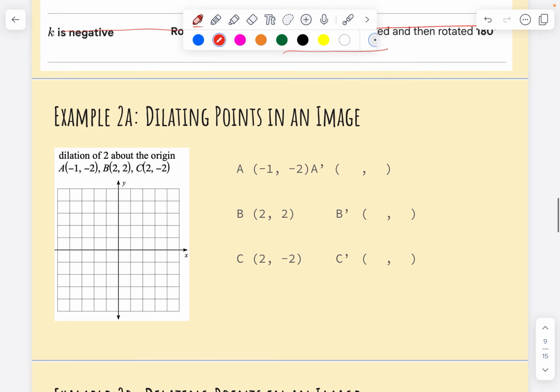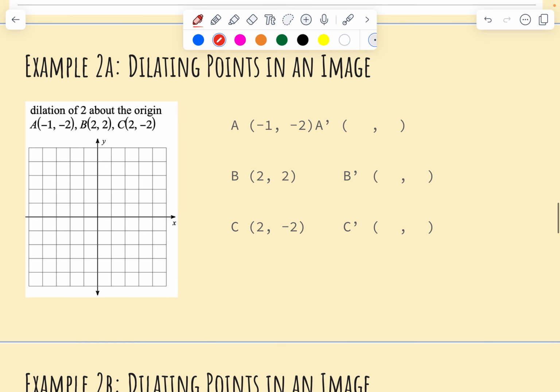So let's look here. If we graph our original, A is (-1, -2). B is (2, 2). C is (2, -2). So this is our original triangle before we do our dilation. And it says it wants us to do a dilation of 2. That means we're going to multiply everything by 2, so times 2, the x and the y values.